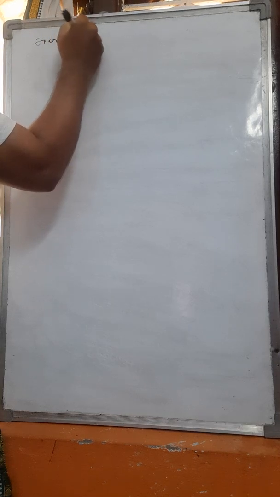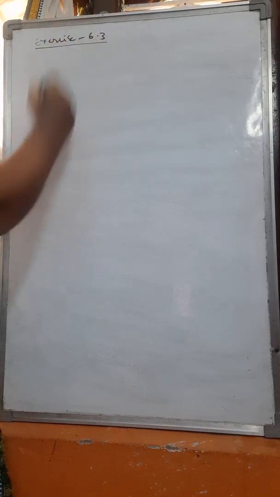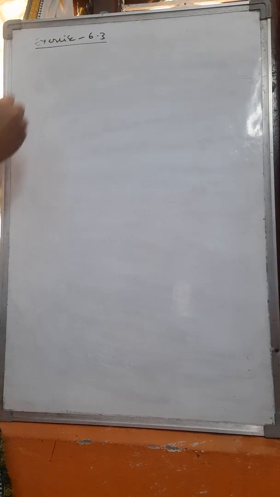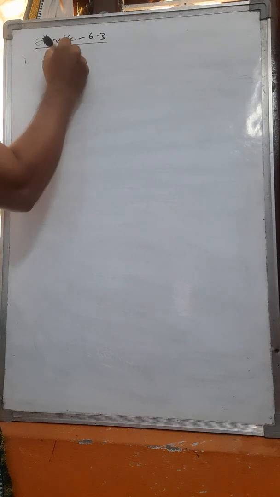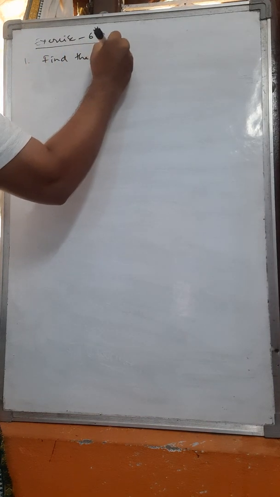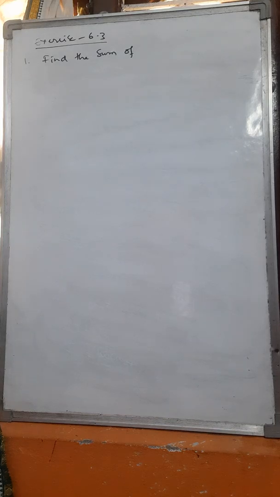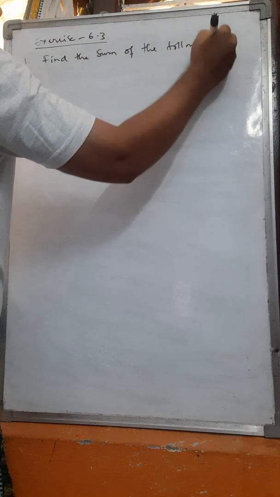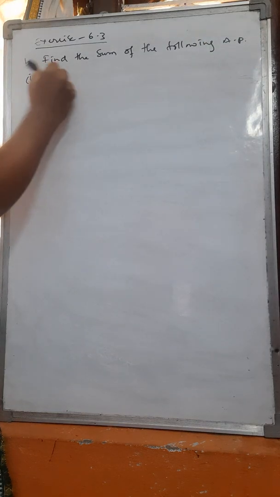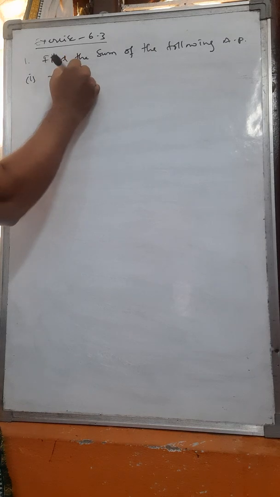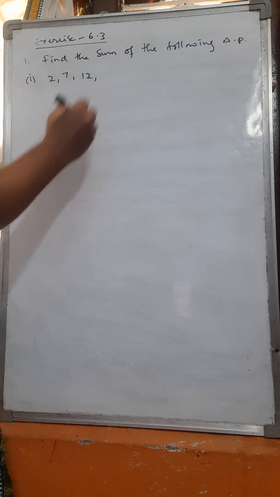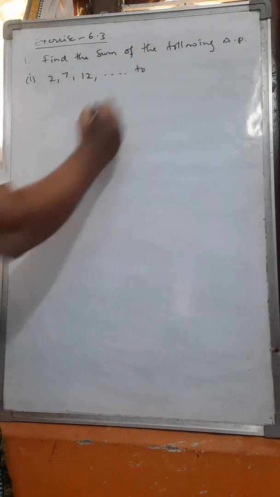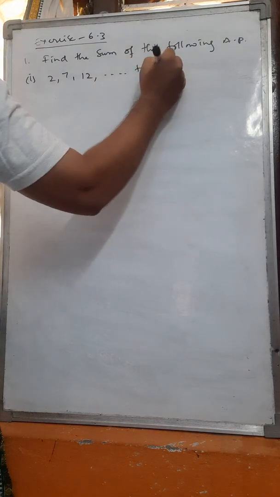Next, exercise 6.3. Find the sum of the following AP. First one: 2, 7, 12, and so on, to 10 terms.